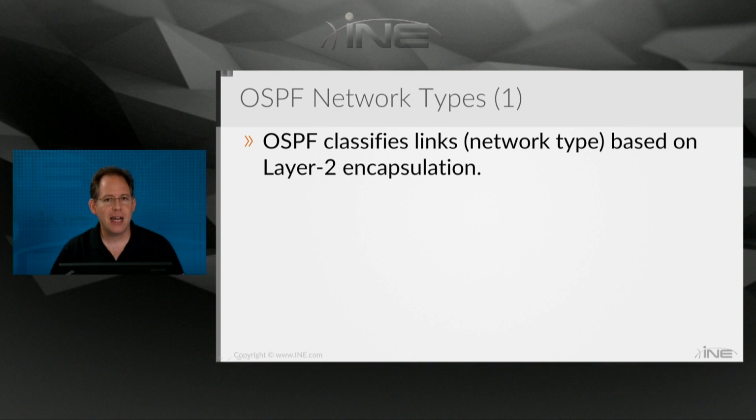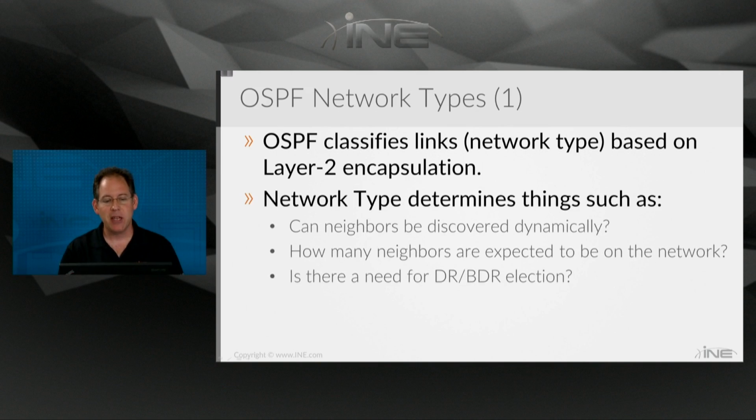So when OSPF finds a link that's covered with your network statement, step number one is OSPF looks at the layer 2 encapsulation type. You see, a lot of other routing protocols could care less. EIGRP, RIP, they could care less whether it's PPP or HDLC or Ethernet on a link. OSPF, that is important. So OSPF is going to look at the layer 2 encapsulation type, and using that is going to discover what kind of a network, what network type is on that link. Now, why is that important to OSPF?